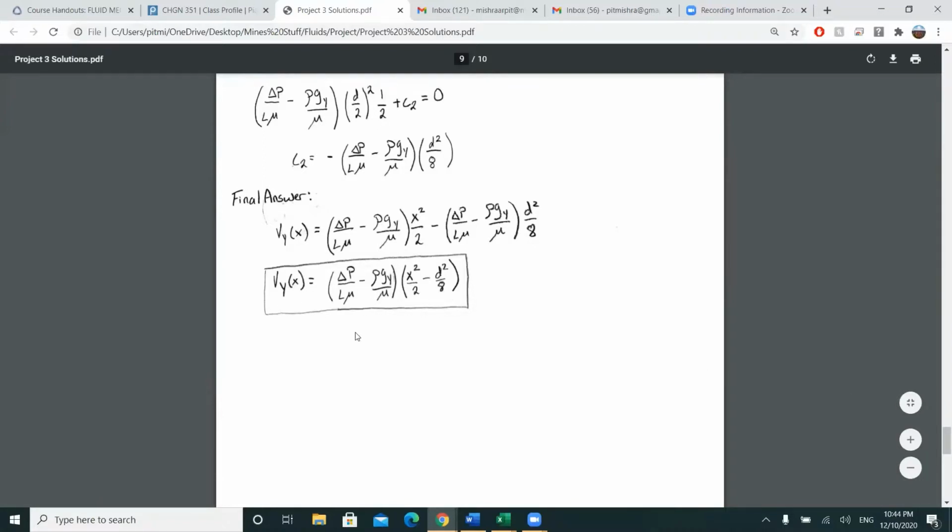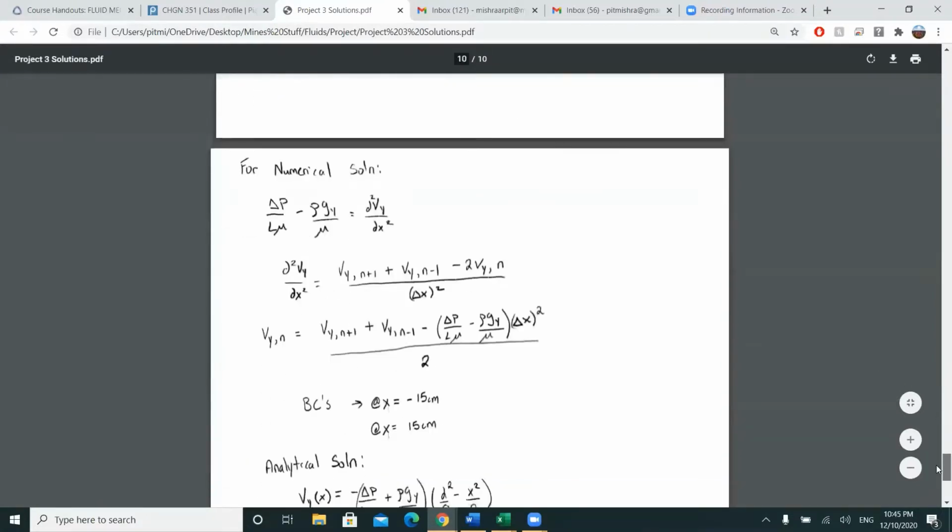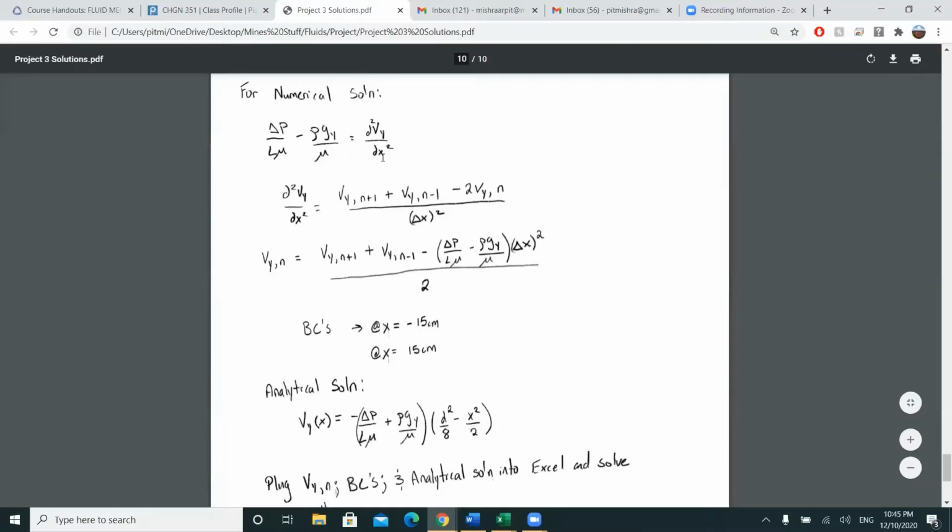So this is the analytical solution. And then I ask to give the numerical solution, which basically we do the same thing. We just don't integrate yet. We replace the d squared v_y over dx squared with the appropriate differencing equation. Then we have our boundary conditions, analytical solutions.